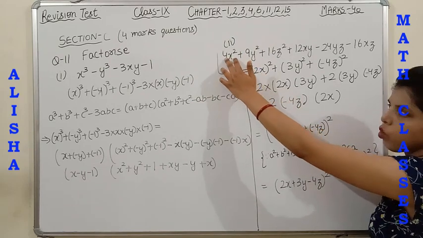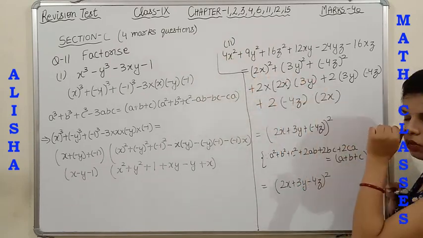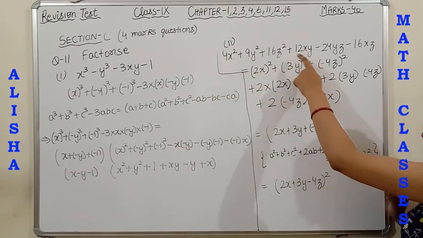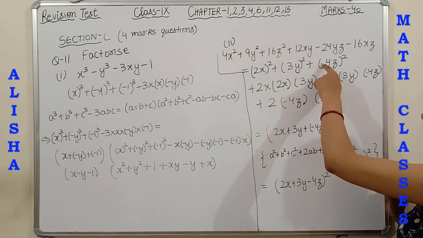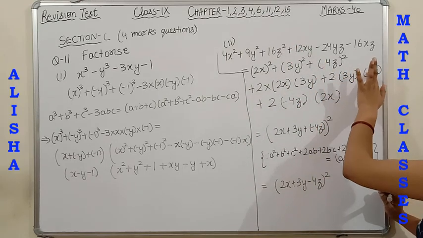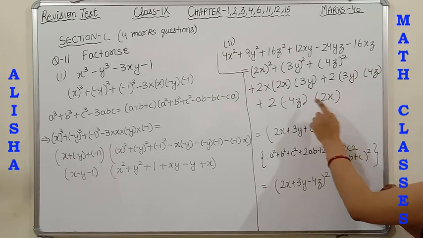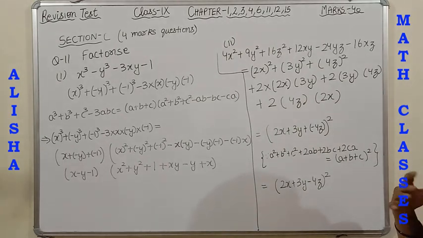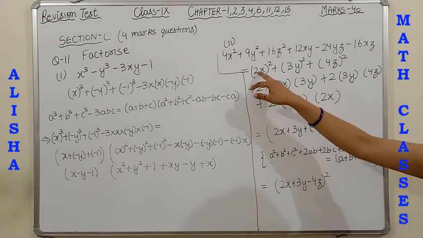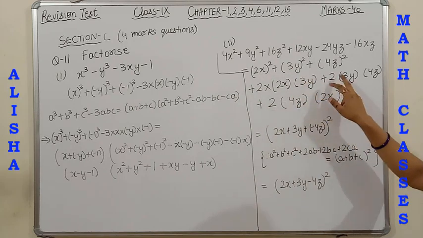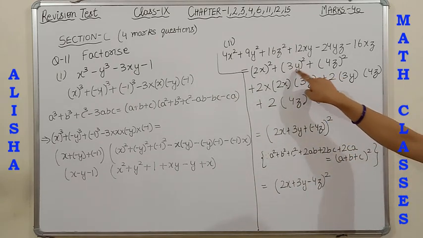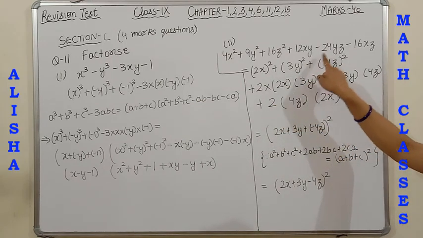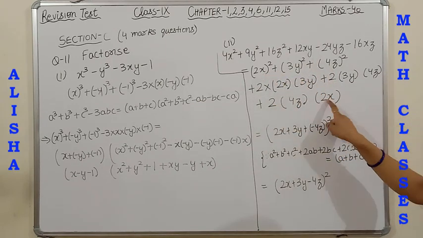So for a square, 4x square is exactly 2x whole square. It can be written as 2x whole square. 9y square can be written as 3y whole square and 16z square can be initially written as 4z whole square. I'm removing this negative sign and then I will tell you how this negative sign has been implied. Plus 4z square. Now just simply apply 2ab. 2 into a is 2x, b is 3y. 2bc, that is 2 into b is 3y, c is 4z. Plus 2ca, that means 2 into c is here 4z, and a is here 2x.